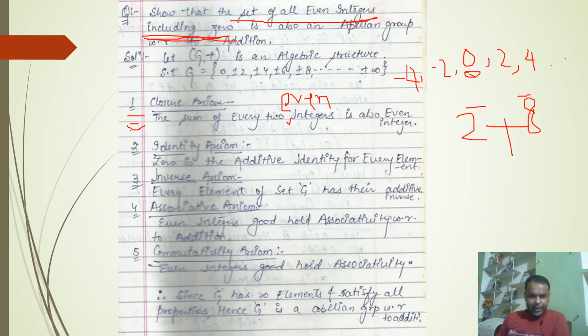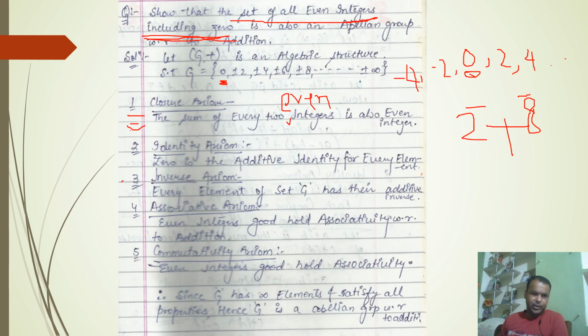And in our second statement, we know that 0 is also available in this set. So we can write directly that 0 is available in our set, and we know that 0 is the additive identity for every integer. So 0 will obviously be the additive identity for even integers.